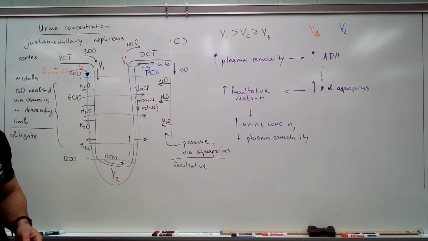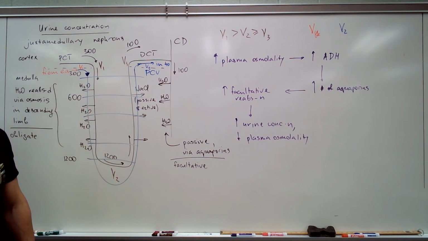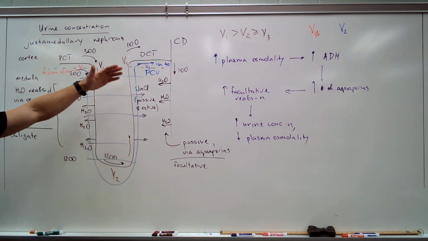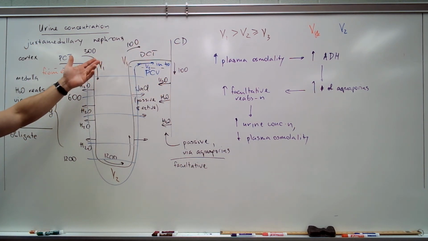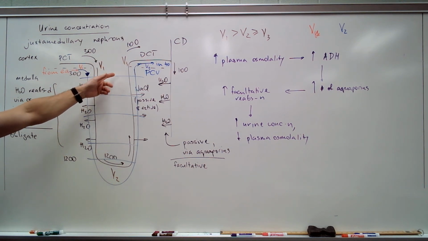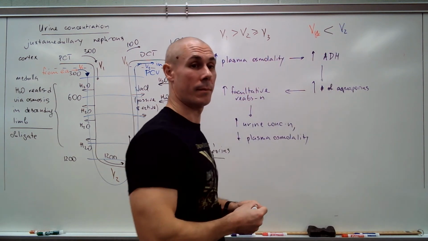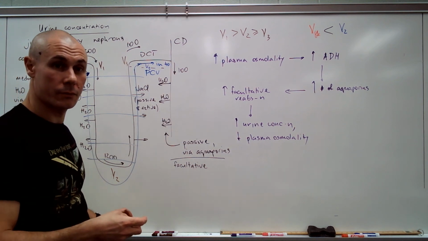You said the vasa recta reabsorbs the water. Yeah. So blood enters from the efferent arteriole, goes through the vasa recta, goes back into circulation, and picks up water. Uh-huh. So the volume would be greater at the exit, the end. Yeah. I hope it makes sense.